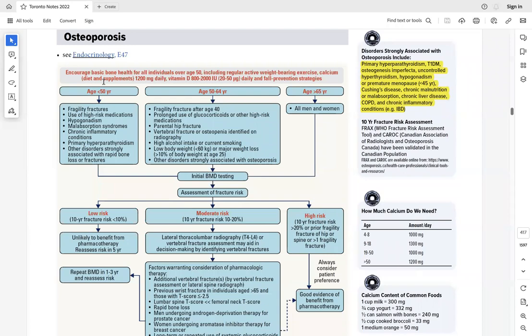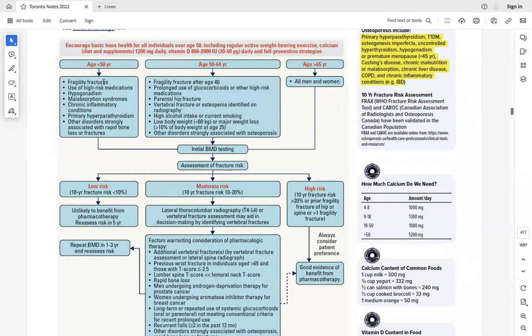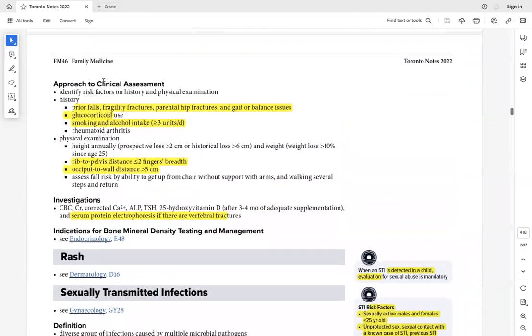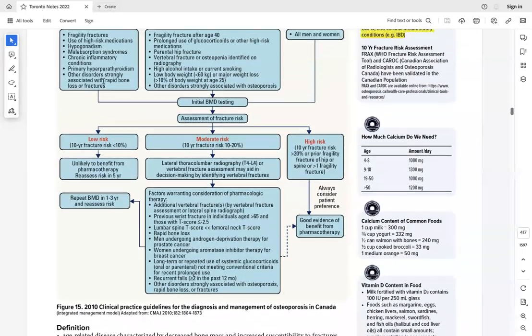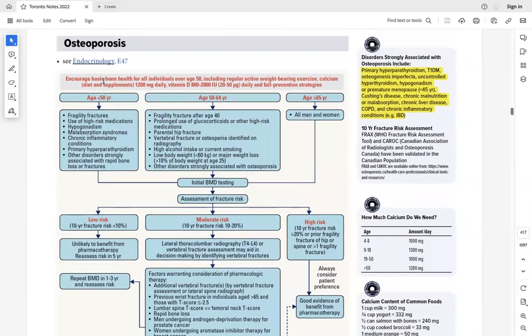Then we have osteoporosis. In osteoporosis, we have this chart. Osteoporosis can have many different causes. We have to check according to the patient's age and presentation. A normal person above 65 years of age, men or women, presenting to us, even if they don't have any symptoms, we have to do their bone mineral density test. Above 65 years, it is recommended that we do it one time.